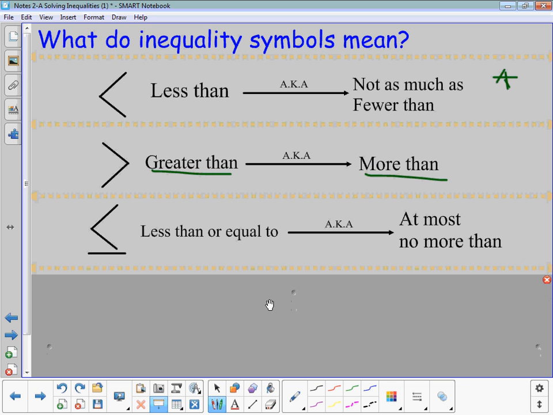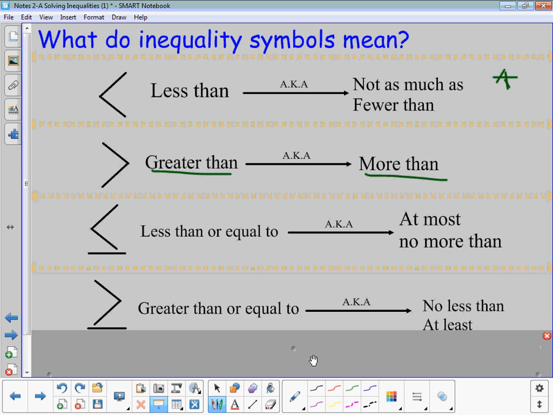Taking a look at the next one. Now, if it has a line underneath, that line underneath implies or equal to. So less than or equal to here, okay? So when you're doing a word problem, you're going to be looking for at most or no more than. Okay, so make sure you're getting these all written down on your chart. Last but not least, greater than or equal to. So that's when the alligator's mouth is opening towards the x and we have a line underneath. We'll say greater than or equal to. And that means no less than or also at least.